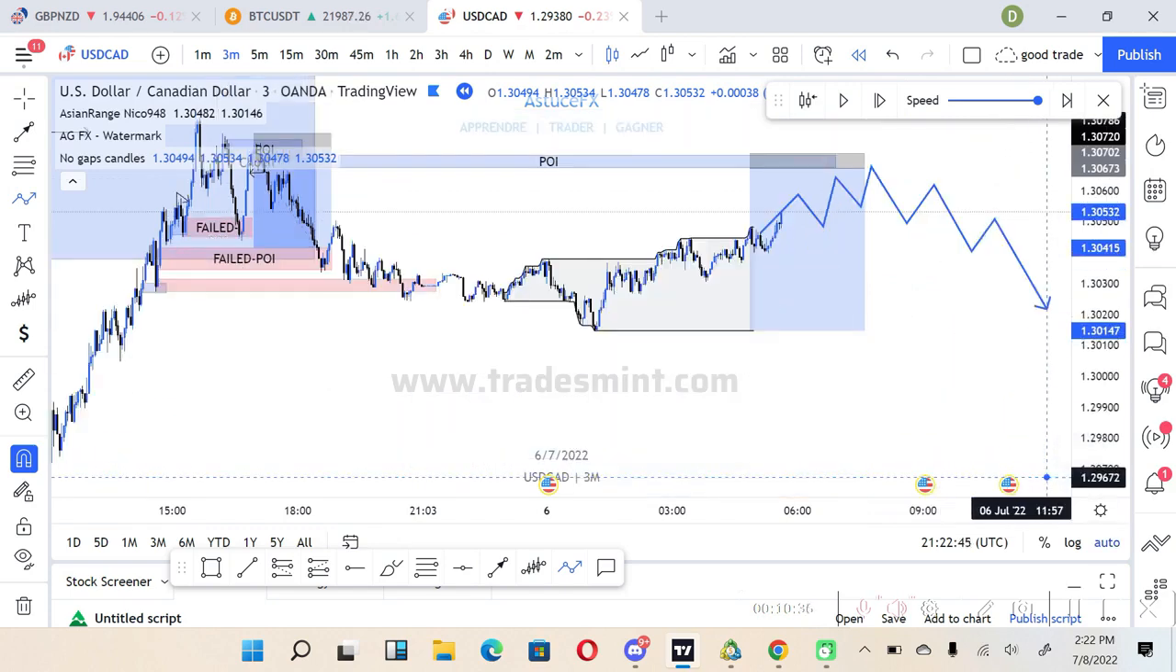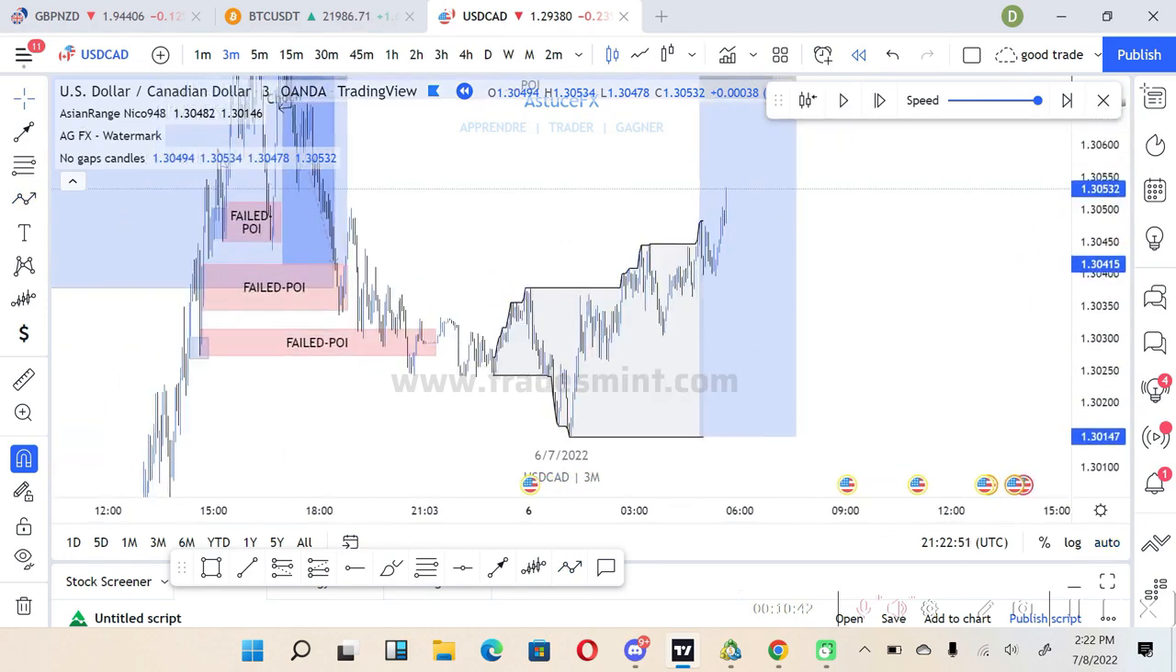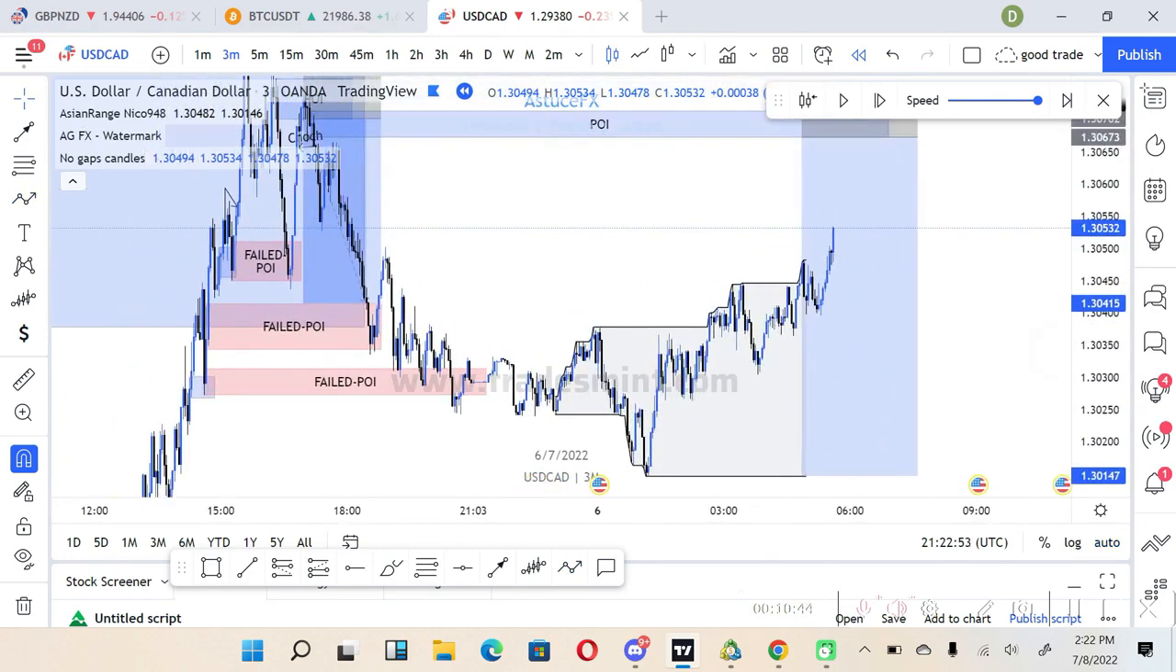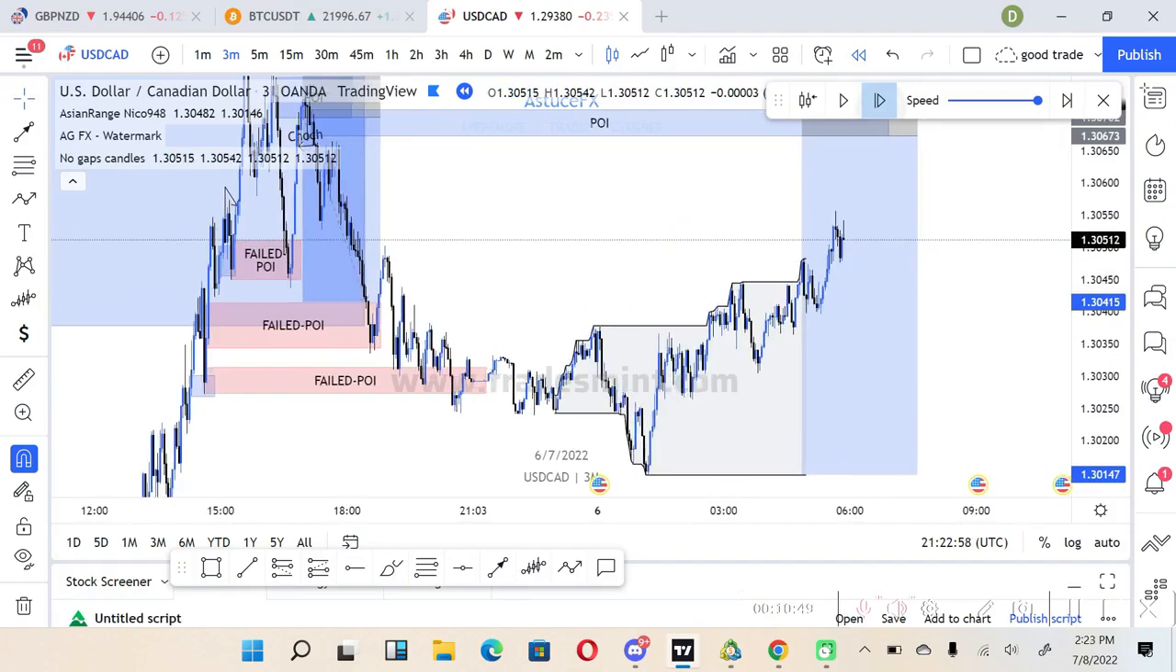And where it's going is directly to the Asia low, to take the Asia low liquidity before going in any other direction, whether we are still bullish or going bearish or whatever. But I'm just interested in taking my full profit from the Asia low. Let's see.